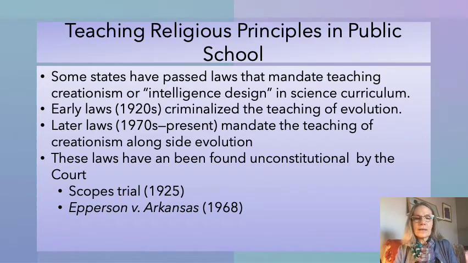Epperson versus Arkansas from 1968. This is a Supreme Court case that sort of revolves around the same question that was on trial within the Scopes trial. This is a case that comes from Arkansas. Obviously, Arkansas had a state law on its books since 1928 that made it a crime for a university or public instructor to teach the theory or doctrine that mankind ascended or descended from a lower order of animals. In other words, a crime to teach evolution.